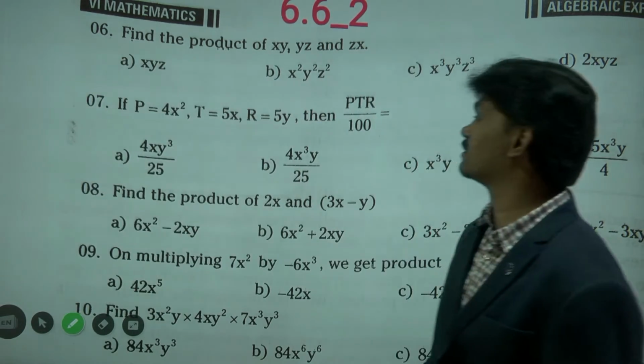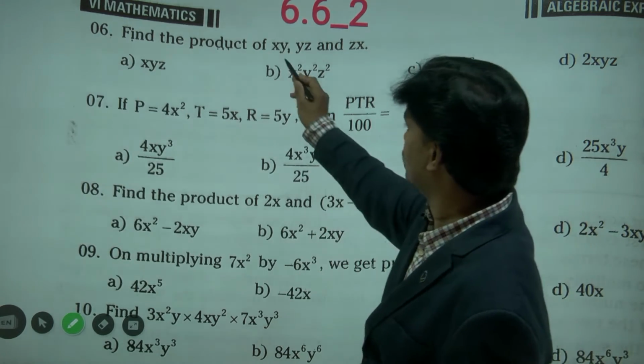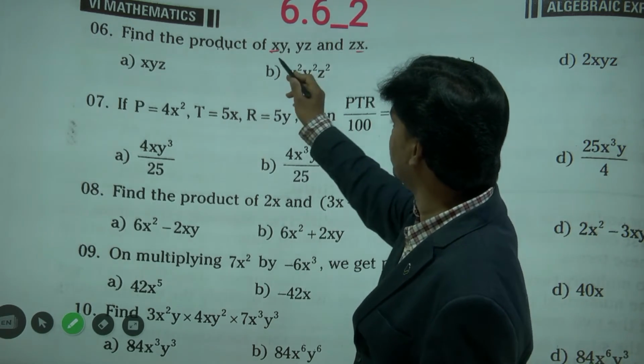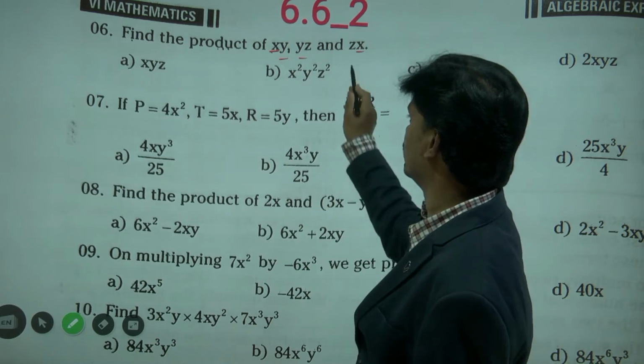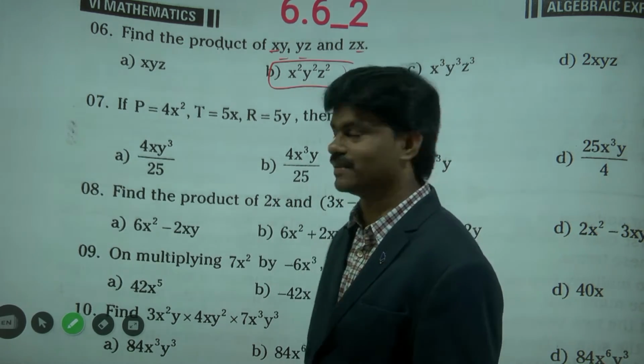Find the product of xy, yz and zx. For x how many times we have? 2 times. Y 2 times. Z 2 times. Answer is x square, y square and z square.